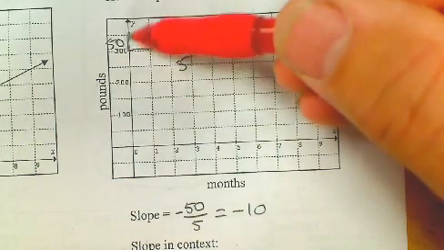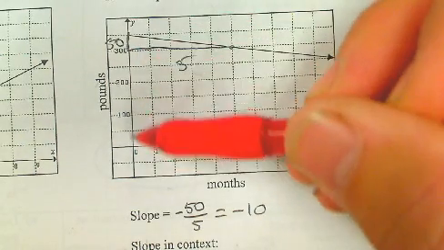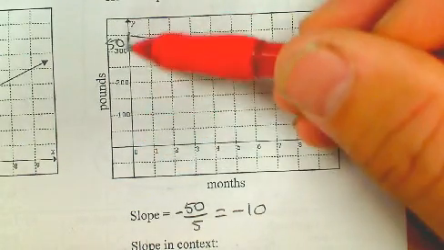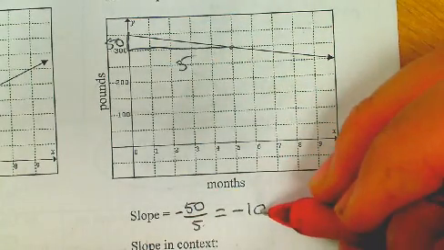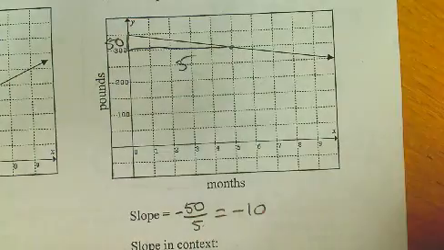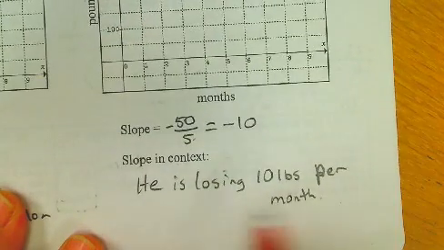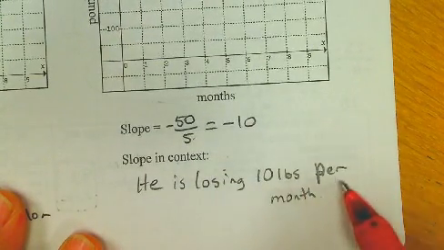So it's 50, because if that's 100, this would have to be 50. So that's a 50, and that's 5. So it's 50 over 5, and that's 10, but it's negative since it's going downhill. He is losing 10 pounds per month.